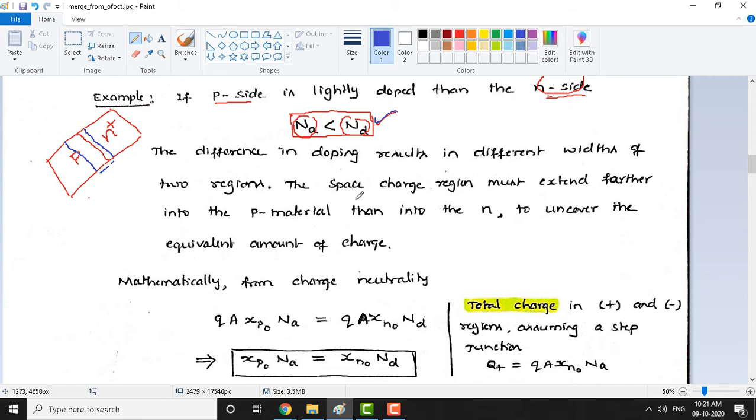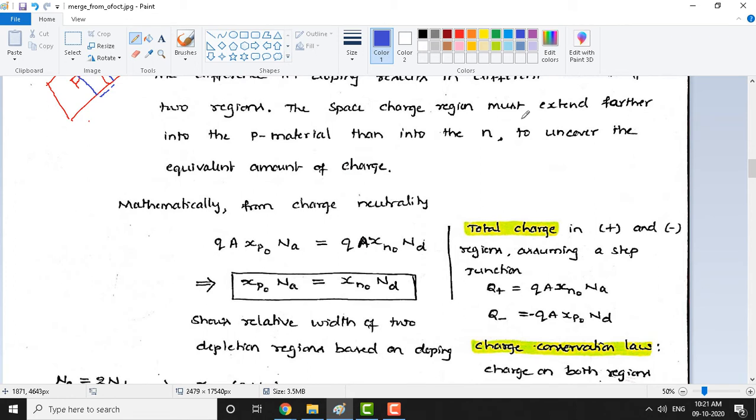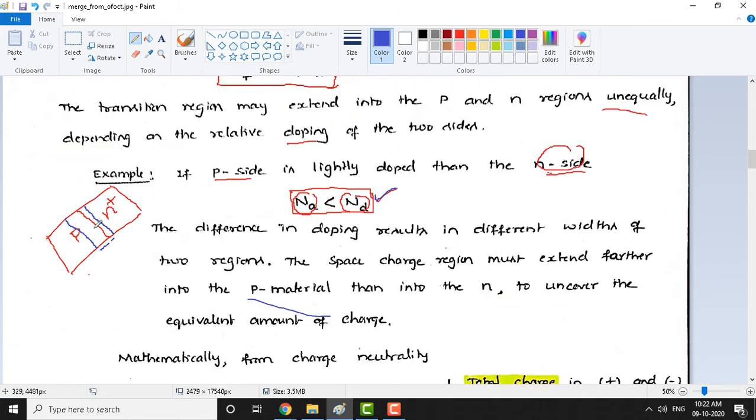How this is done, let me explain now. The space charge region must extend further into the p material than into the n material to uncover an equal number of charges, because when n is heavily doped, more empty spaces, or holes, keep moving to the n side. Therefore the depletion region extends to the p side.